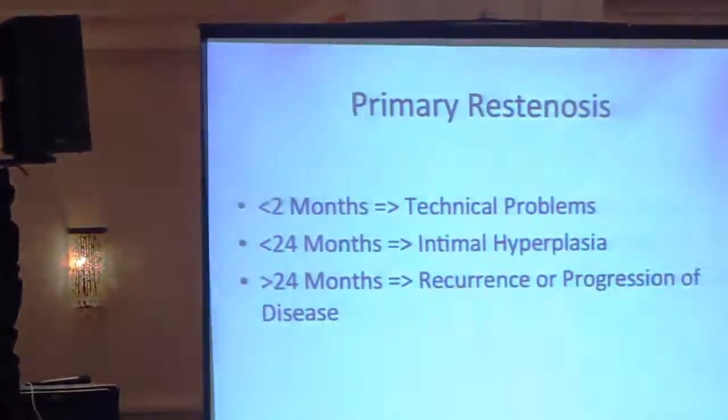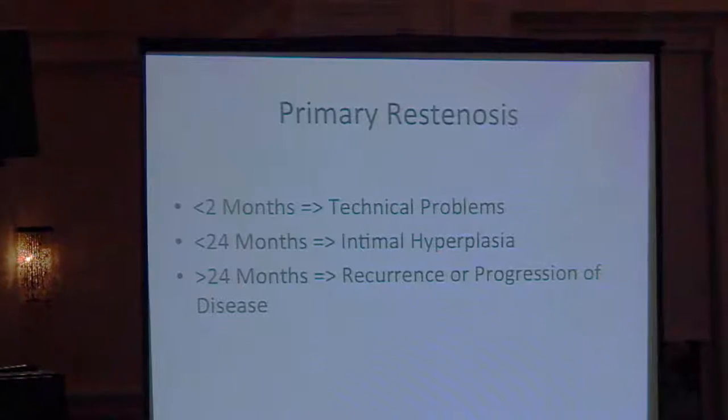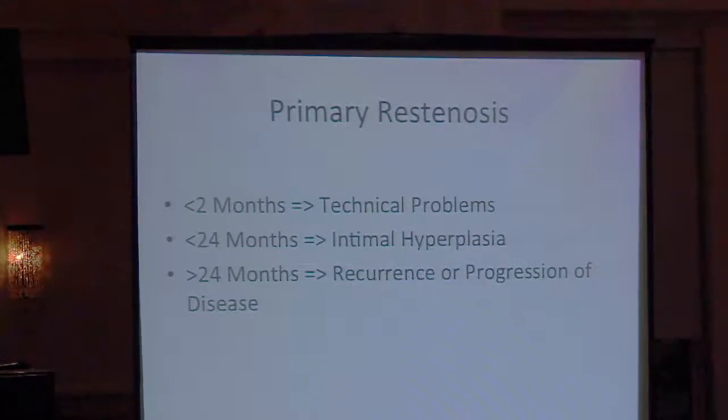Primary restenosis, when it occurs in under 2 months after the initial operation, we assume is due to a technical problem with the operation itself. If it occurs less than 24 months after the operation, we assume it's due to intimal hyperplasia, which is basically a smooth scarring of the artery, and it could be from the clamp entering the artery.